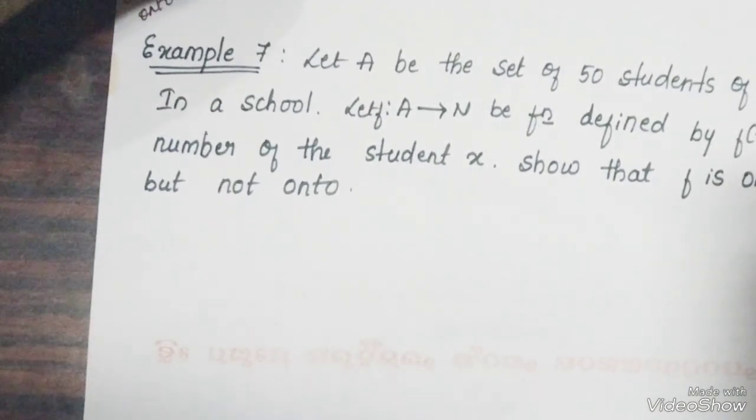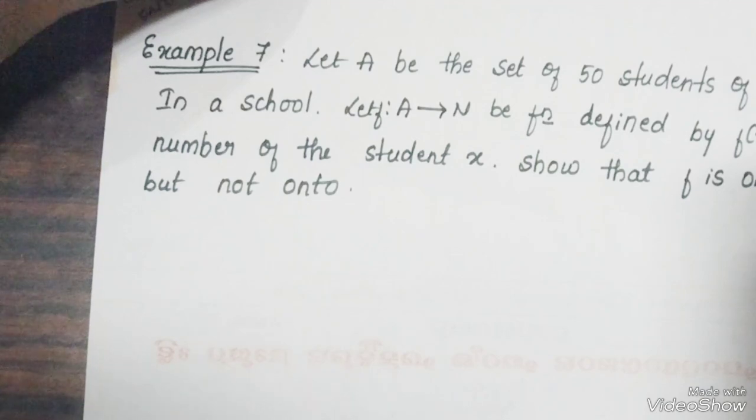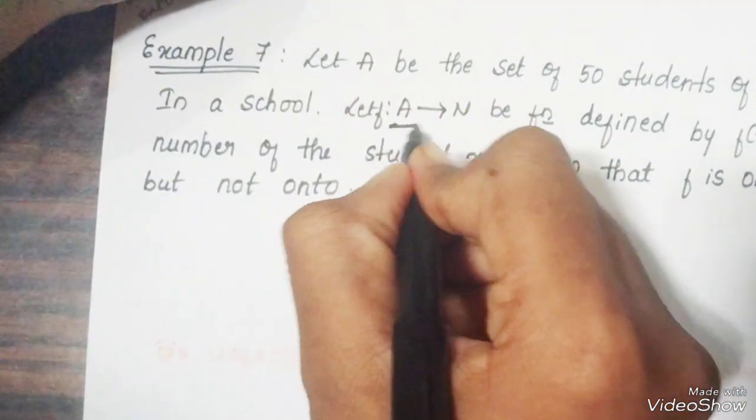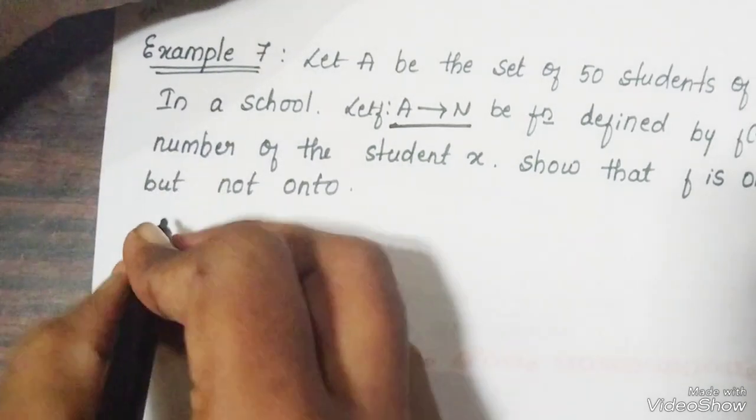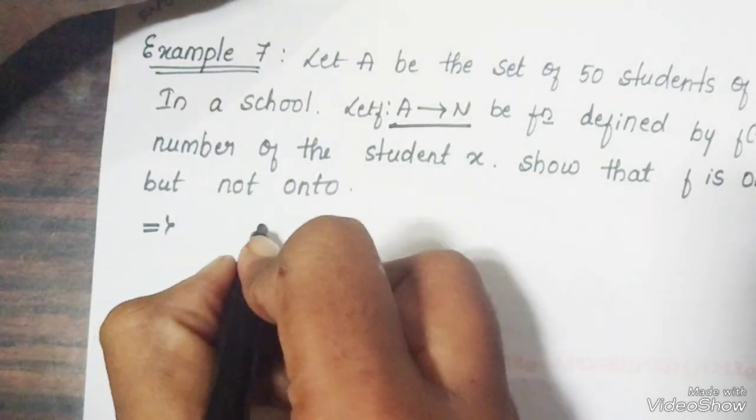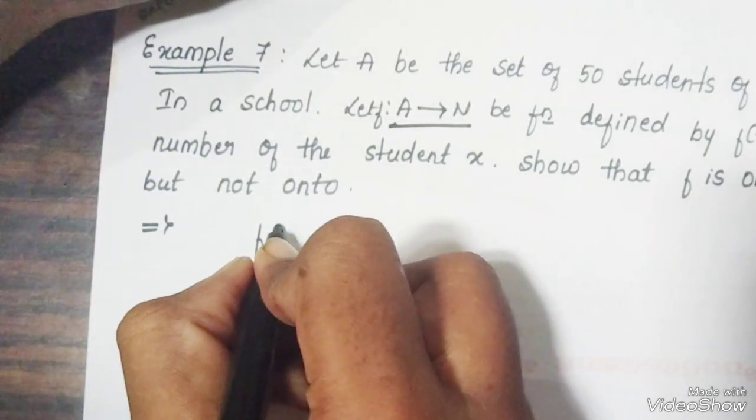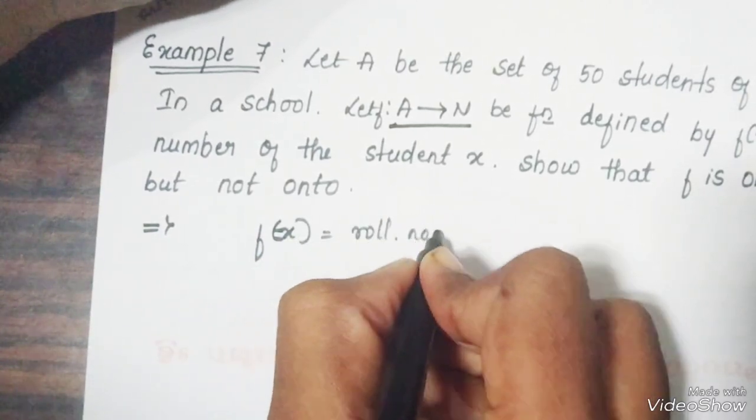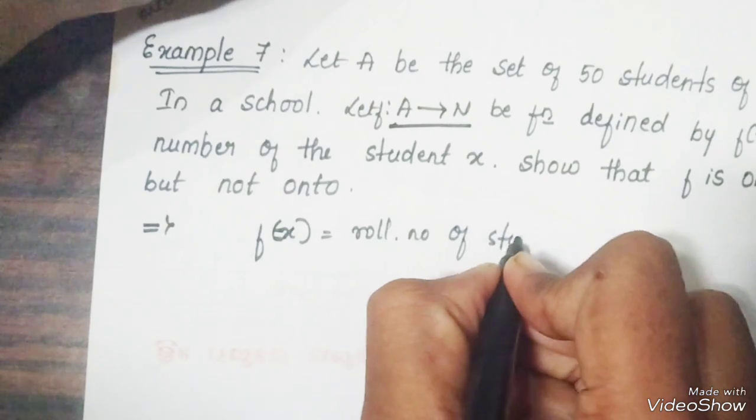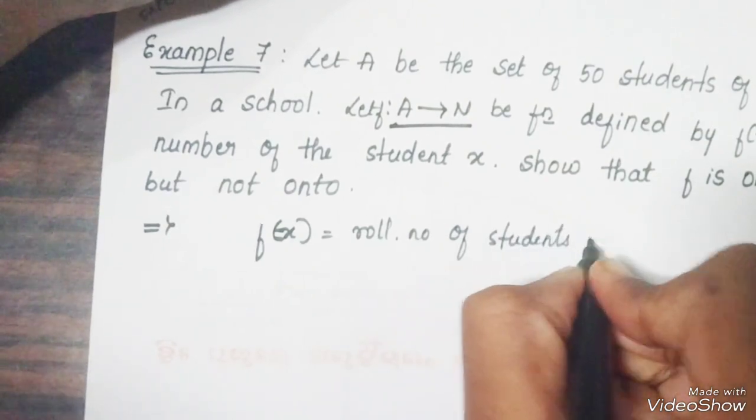Example number 7. Let A be the set of 50 students of class 10 in a school. Let a function from set A to N be defined by f of x equals the roll number of the student x. Here, what is the function? The function will be the roll number of student x.